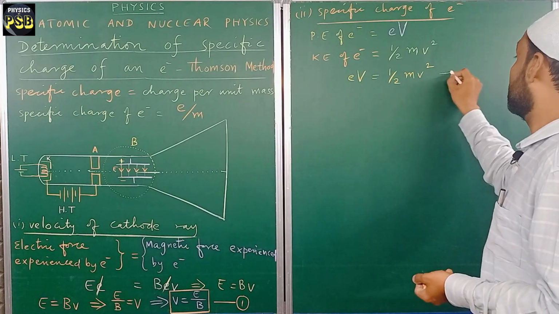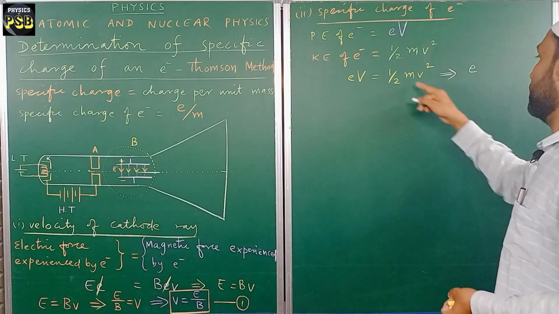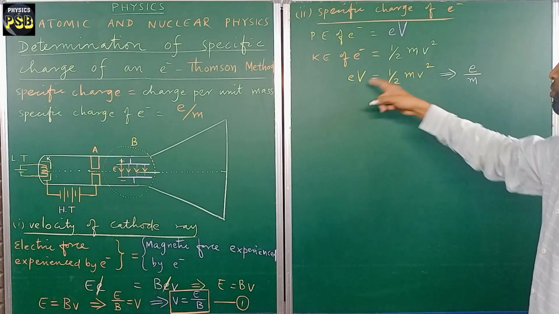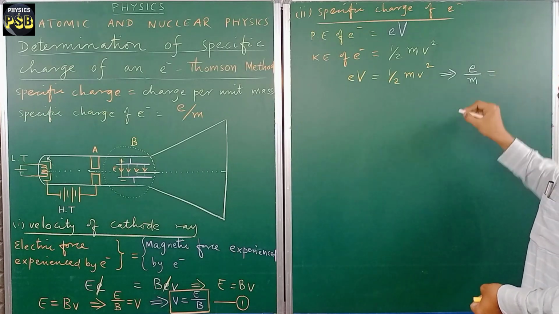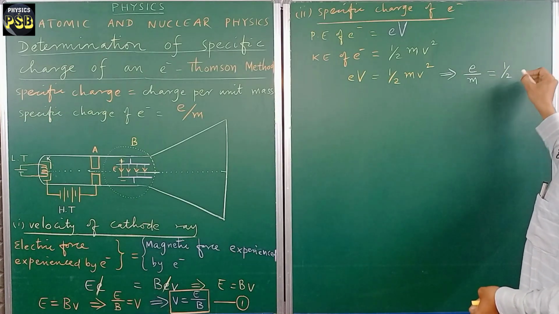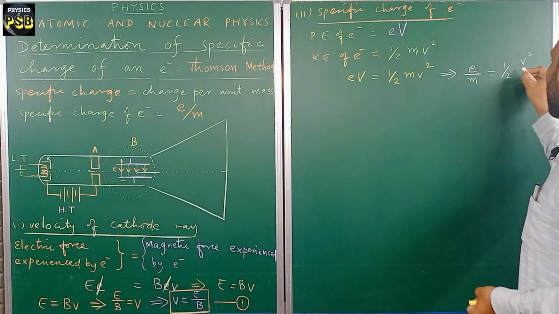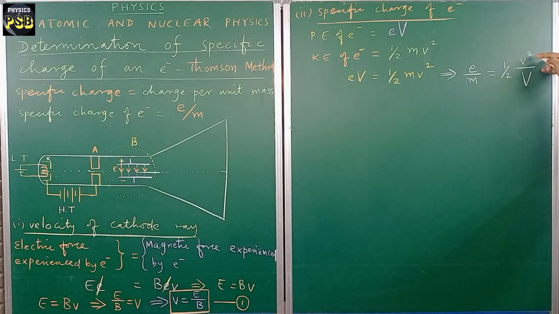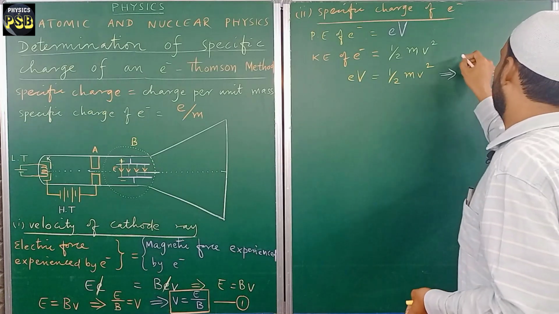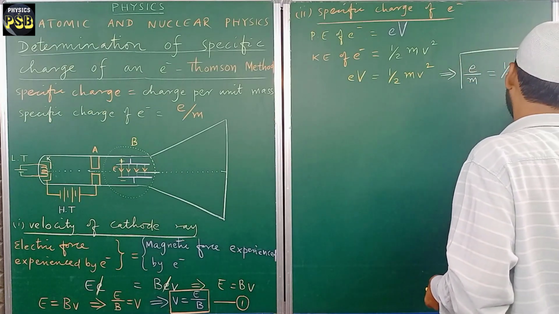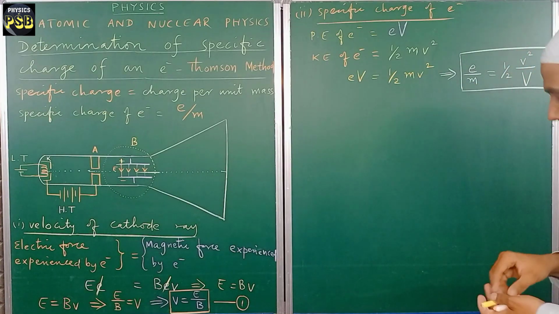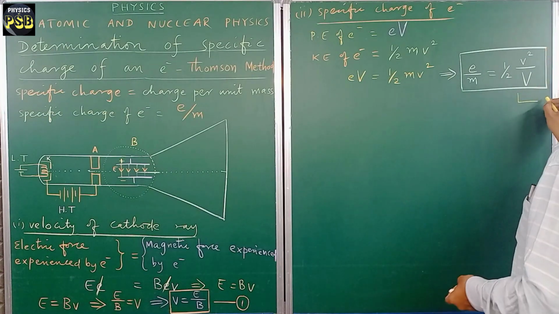See, m is taken this side, so it divides, and capital V is brought this side. So e upon m equals half small v square upon capital V. You should not get confused between these two. Here small v stands for velocity and capital V stands for voltage. Okay. Now I box this for better visibility. I name this equation as equation number 2.